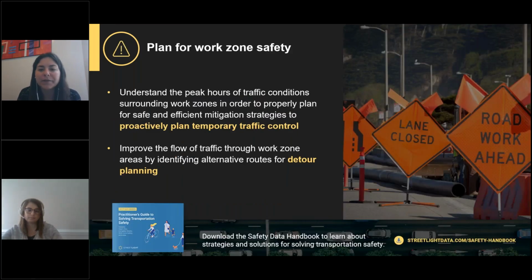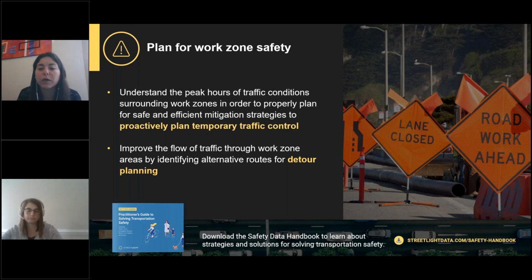And now, tackling another safety topic that is very top of mind, planning for work zone safety or maintenance of traffic planning. Safety isn't just about protecting those who use the road, but also the workers who maintain our nation's transportation infrastructure. Use multimodal transportation data to understand the peak hours of traffic conditions surrounding work zones in order to properly plan for safe and efficient mitigation strategies to proactively plan temporary traffic control.